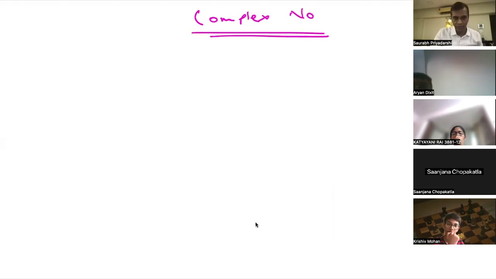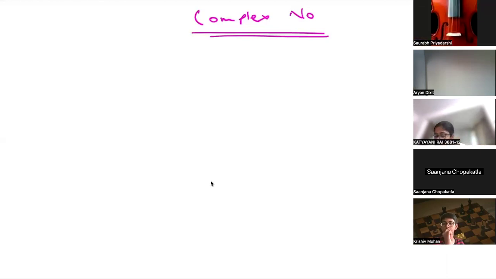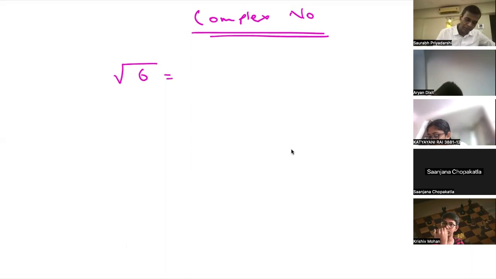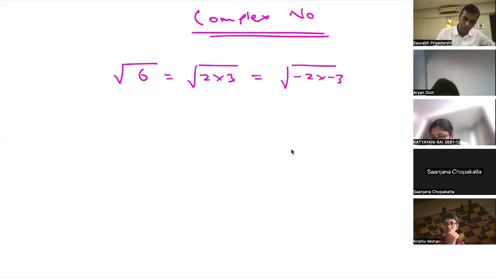first you have to tell me one thing. I'm giving you a simple question. You have to see exactly how you are going to solve this. I'm writing a number, root 6. I'm writing this as root of 2 into 3. And without losing the generality of this, I'm writing root of minus 2 into minus 3.